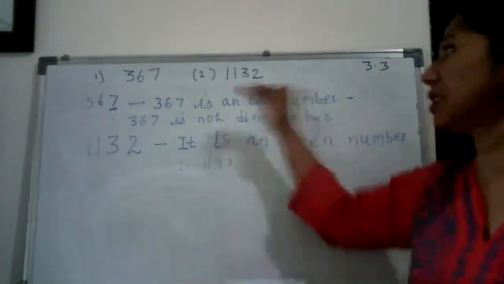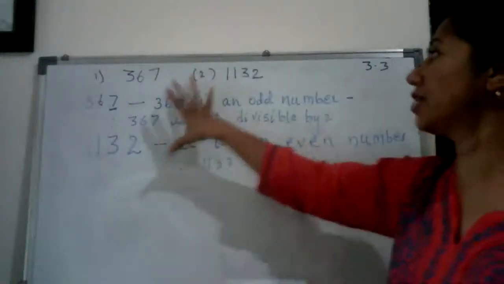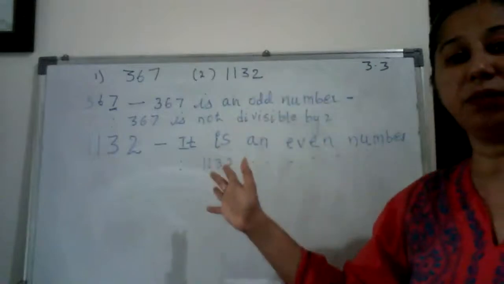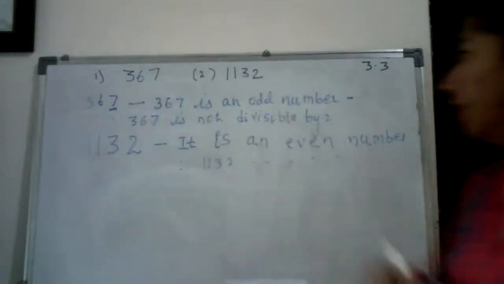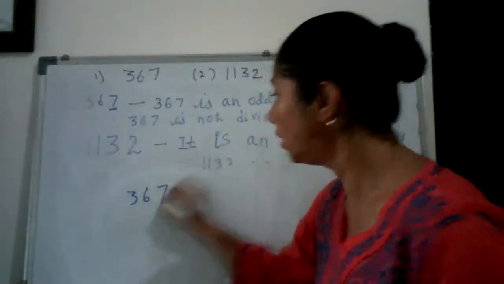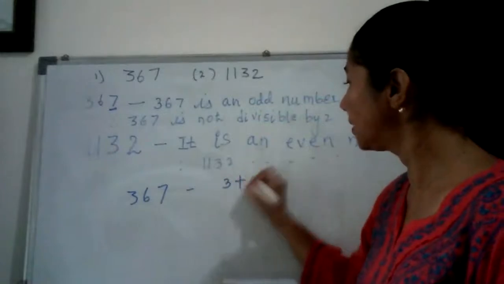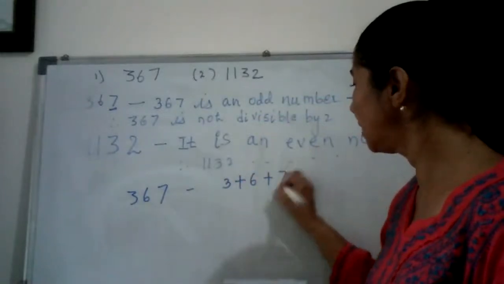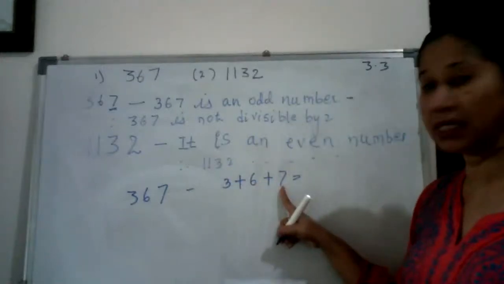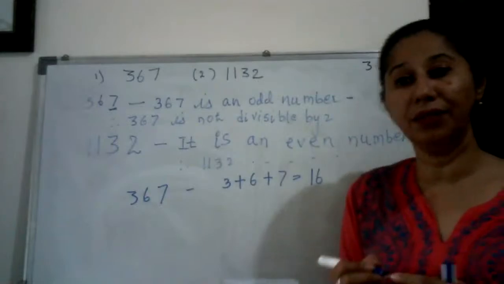Then next comes the test of divisibility by 3. Suppose I tell you to check whether the same numbers are divisible by 3 or not. For the first one, 367, how to write it for 3? We check here: 3 plus 6 plus 7. How much is it? 3 plus 6 is 9, and 9 plus 7 is 16. So you know whether 16 comes in the 3 table.